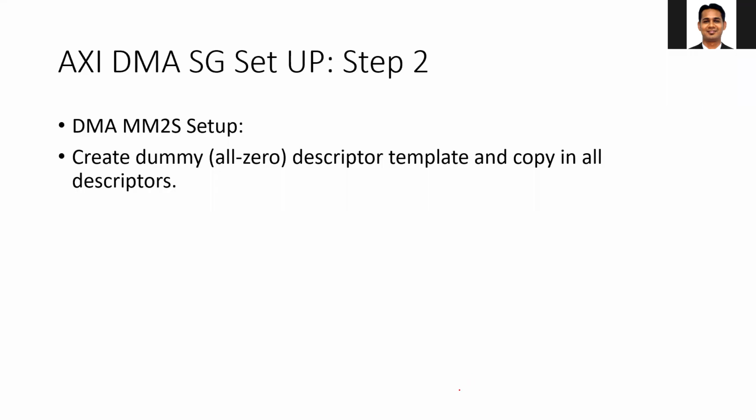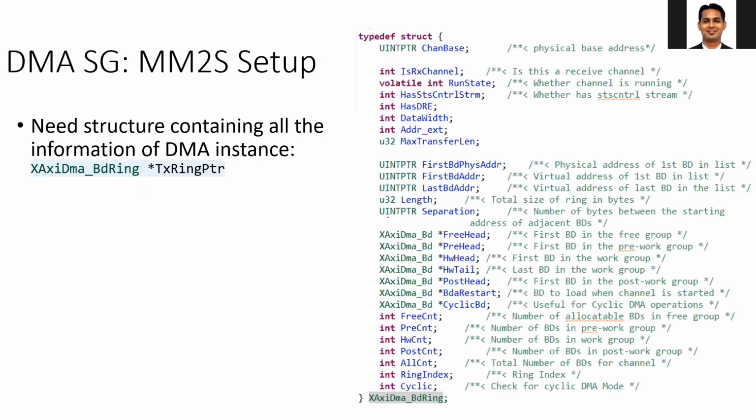So in the DMA MM to S setup, what are the things we need to do? First, to do the setup, we need to read all the hardware information of the DMA, so that we know what the base address of the DMA is, whether the SG mode has been set up, and the properties of the DMA. For all these things, we have one already defined structure, which is of the type AXI DMA BD ring.